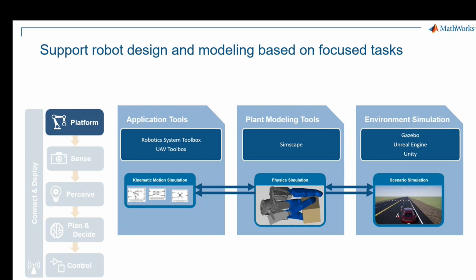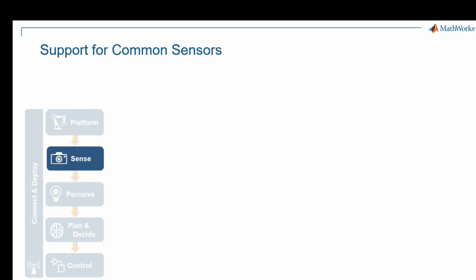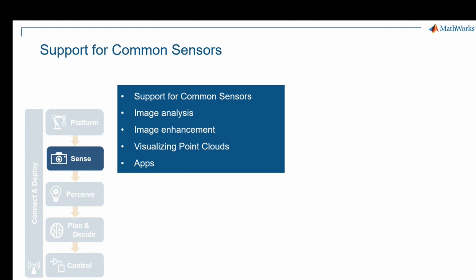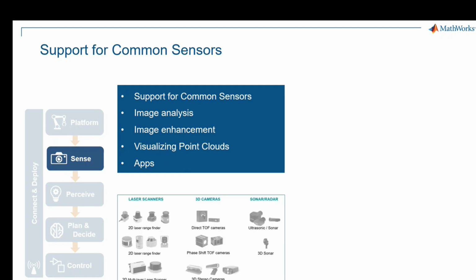Now let's move to the second phase of this workflow, the sense. By sensing, I mean gathering information from different sensors. With MathWorks tools, we support a variety of common sensors used for autonomous systems, like laser scanners, a variety of types of cameras, sonar, and radars. We can connect directly to these sensors and stream this data directly in MATLAB and Simulink, or just use datasets and then test our algorithms with it.